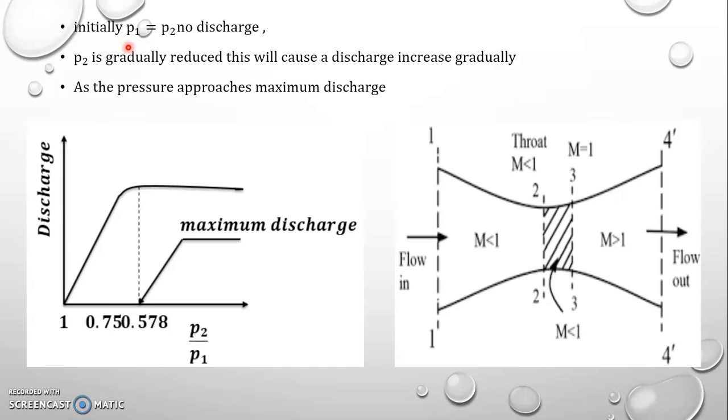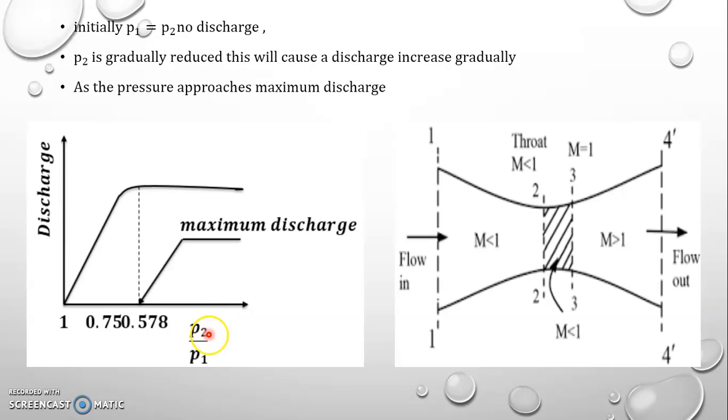Initially, P1 is equal to P2, there is no discharge. As P2 is gradually reduced, this will cause the discharge to increase gradually as the pressure approaches maximum discharge. The graph shows discharge on the y-axis and P2 by P1 on the x-axis.